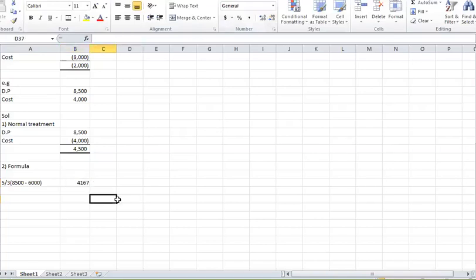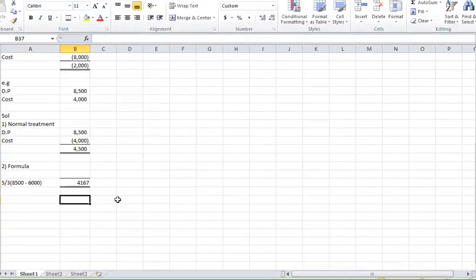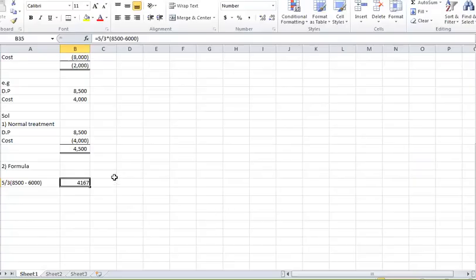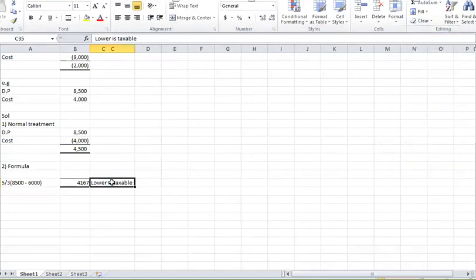So, students, we have applied both these formulas. You can see with the normal calculation, selling price minus cost, your answer is 4,500. But with the help of the formula 5 by 3 into disposal proceeds minus 6,000, the answer is 4167. So we will calculate gain with these two formulas and we will take the lower value. So 4167 is the lower value as compared to the other one. So that is the lowest tax. So the lower value out of these is taxable.